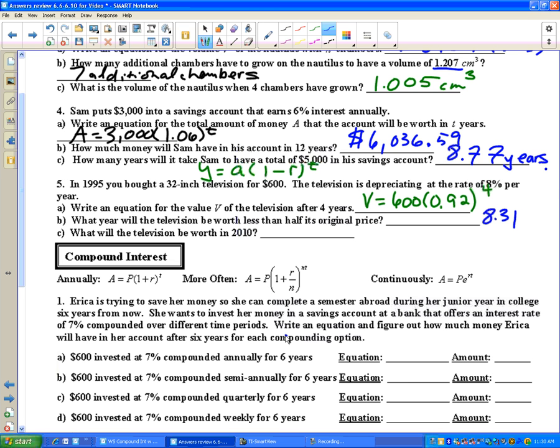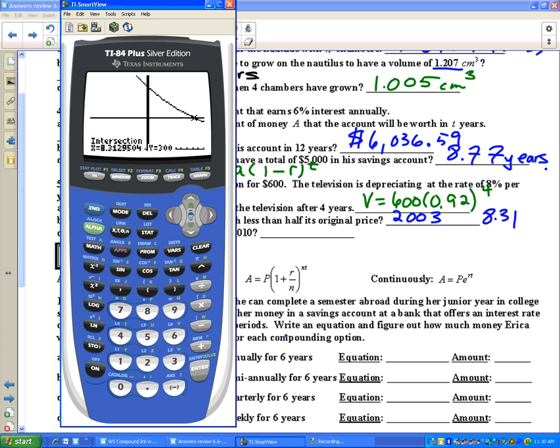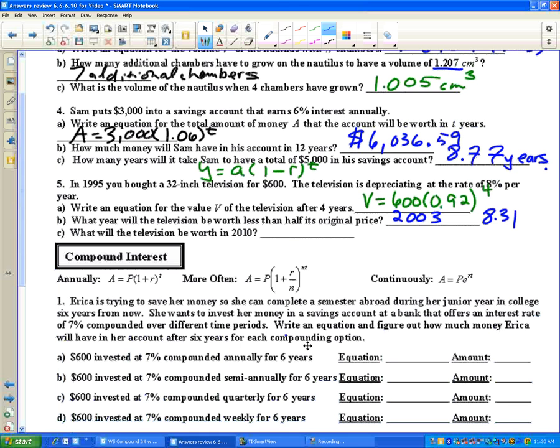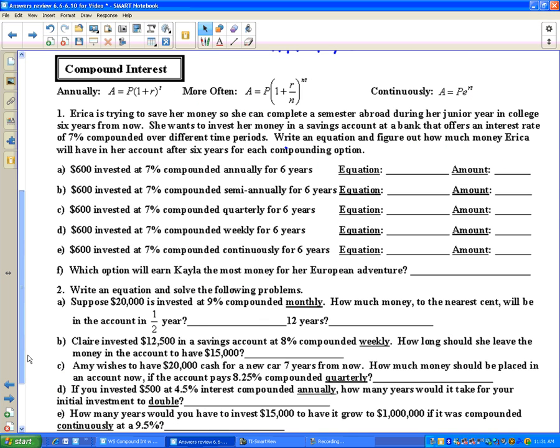2010 minus 1995 is 15. So if I go to my table, second graph, go to the table, the 15th year would be $171.78. $171.78.